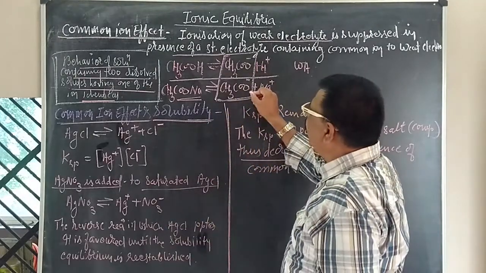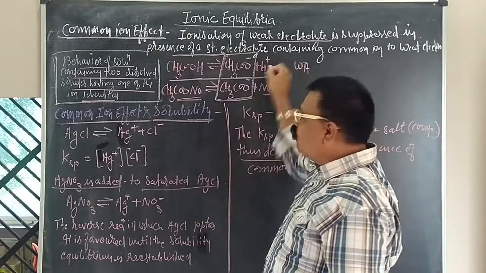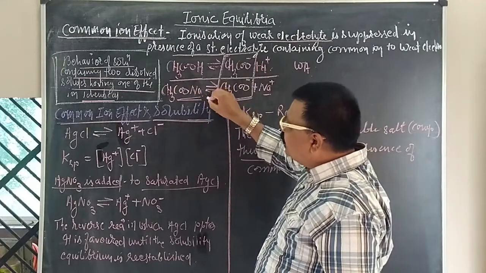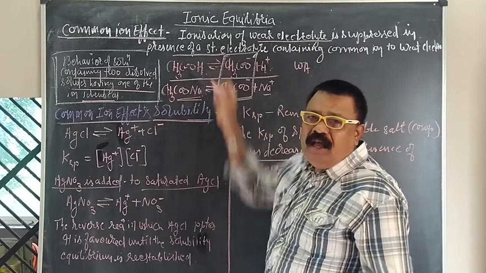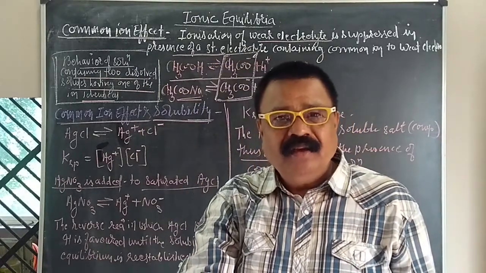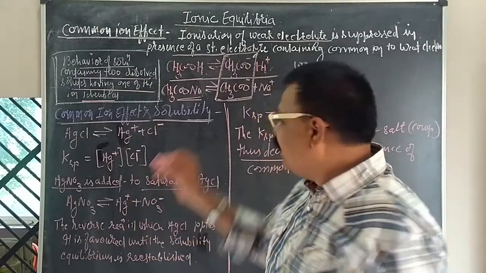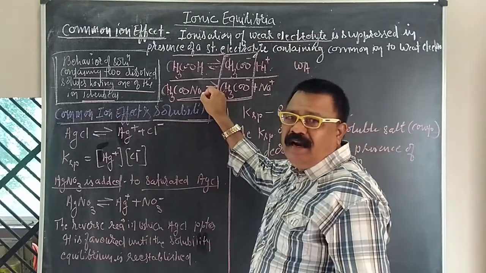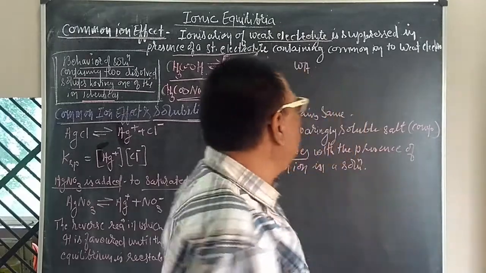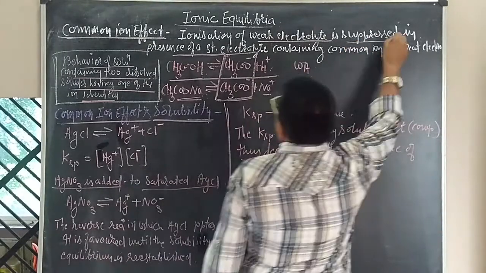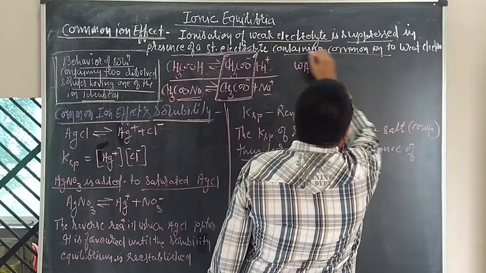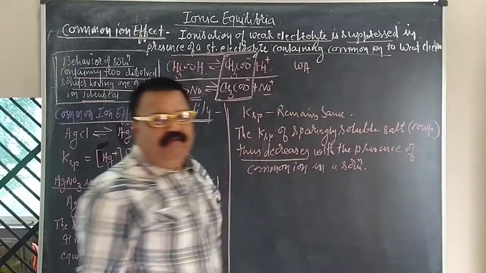जैसे कि यहां पे वीक इलेक्ट्रोलाइट कौन सा है? एसिटिक एसिड. स्ट्रॉन्ग कौन सा है? सोडियम एसिटेट. सो व्हेन यू आर एडिंग द सोडियम एसिटेट इनटू द एसिटिक एसिड सॉल्यूशन, द आयोनाइजेशन ऑफ एसिटिक एसिड दैट विल बी सप्रेस्ड in the presence of this sodium acetate, where the common ion is acetate ion. See, that is suppressed in presence of a strong electrolyte containing the common ion to the weak electrolyte.